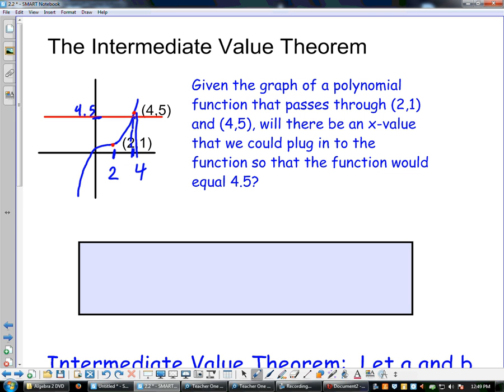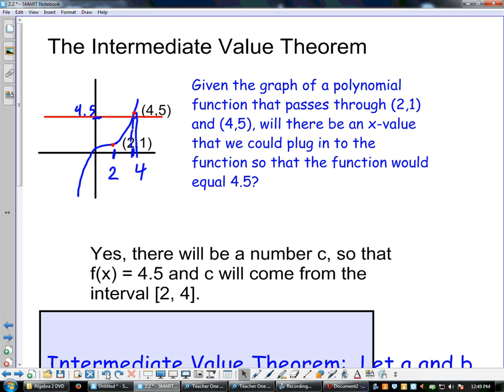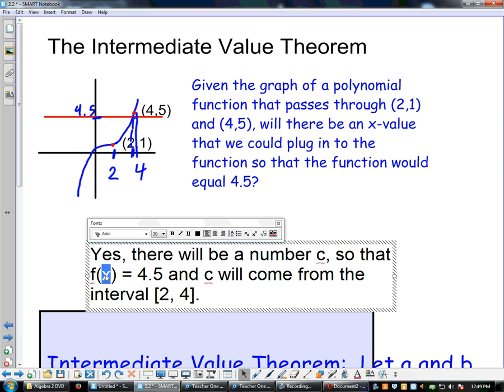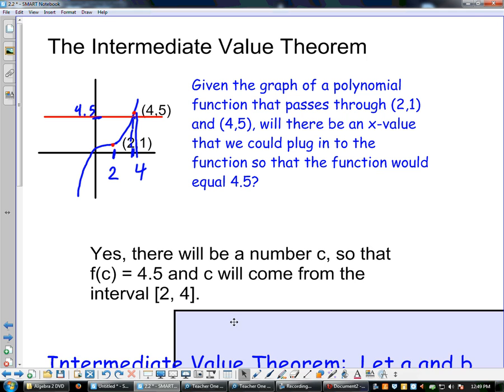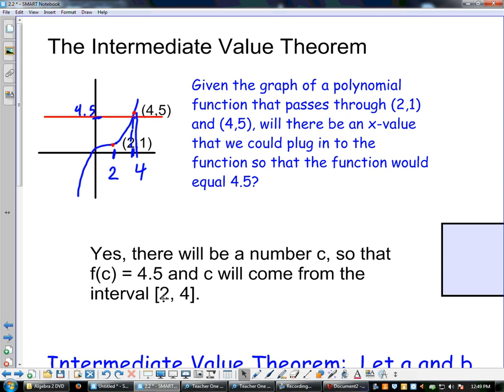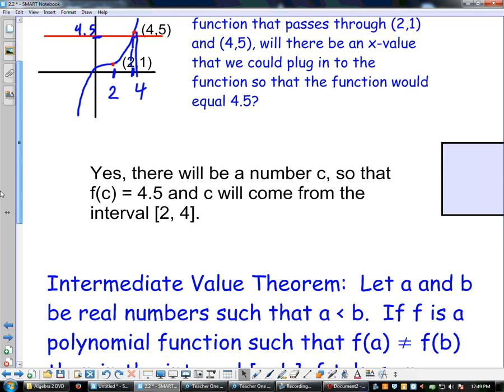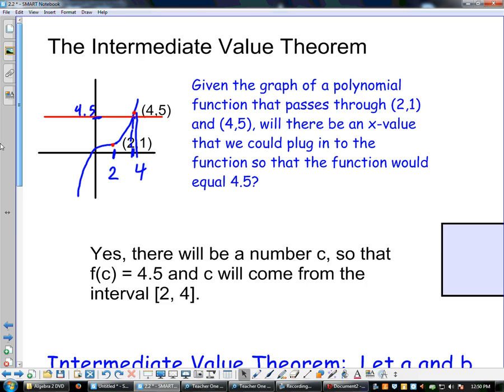The answer is yes, there is, because this is a continuous function. Remember, we said that at the beginning of this lesson. Polynomial functions are continuous. That means they're going to take on every single value between one ordered pair and another. So the answer is yes, there is. There will be a number c so that f of c is equal to 4.5, and the c will be found in that interval. Focus, please. Will be found in that interval from 2 to 4. Okay, so that's an example of the intermediate value theorem.